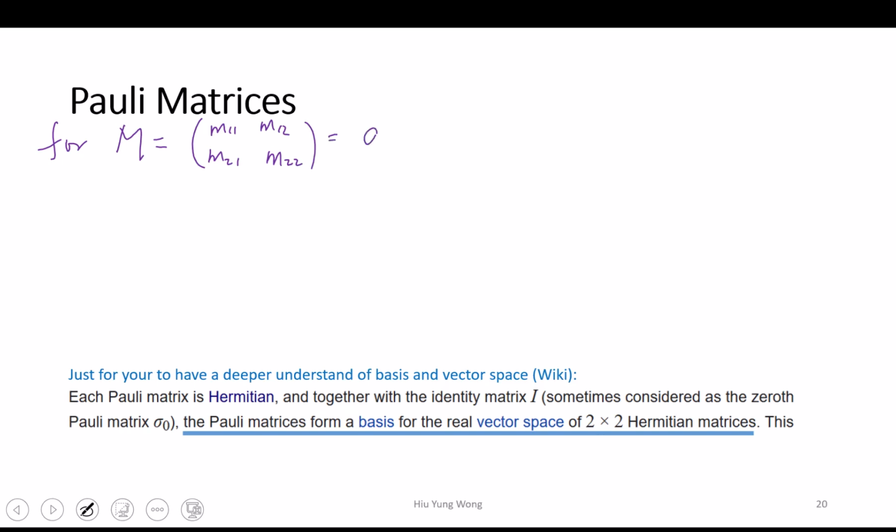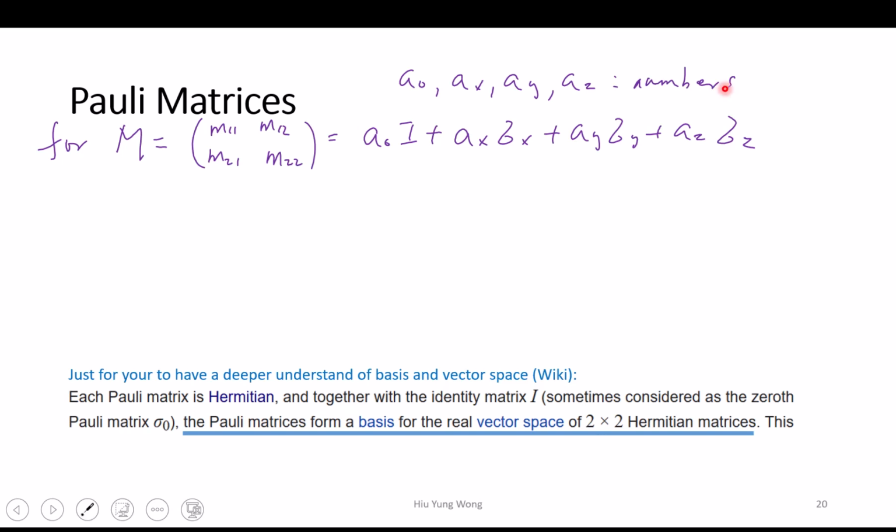it can be represented as A0 times I plus AX times sigma X plus AY times sigma Y plus AZ times sigma Z, where A0, AX, AY, AZ are just numbers. They can be complex numbers, but just numbers. And these are the matrices. For a vector space, we thought a vector is a linear combination of bases. Here, the matrix is a linear combination of these four fundamental matrices. And I can write it as A0 times I plus a vector dot product with sigma.